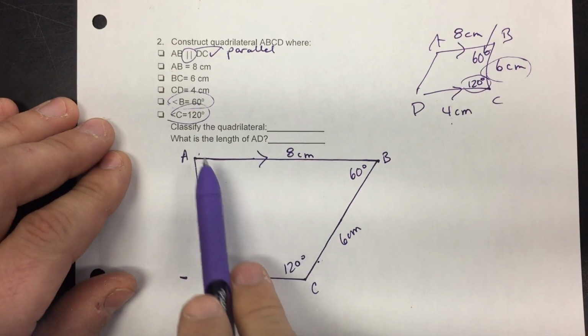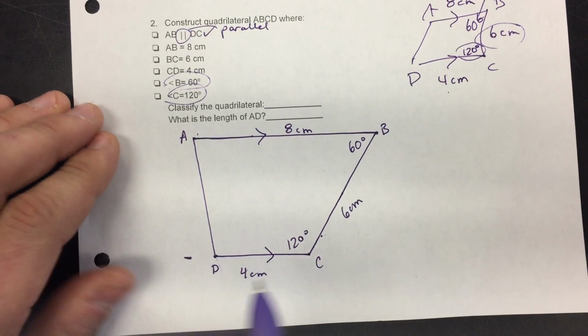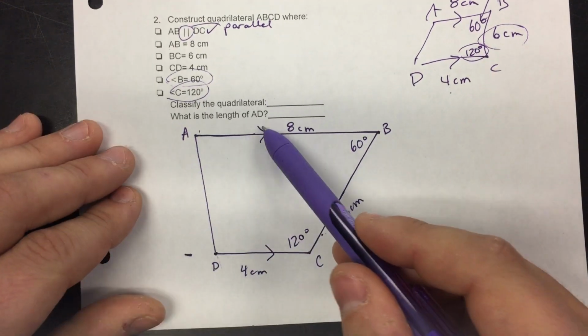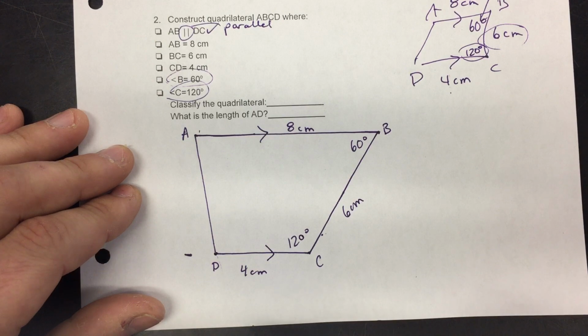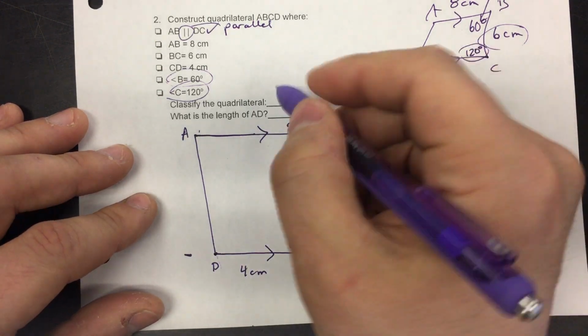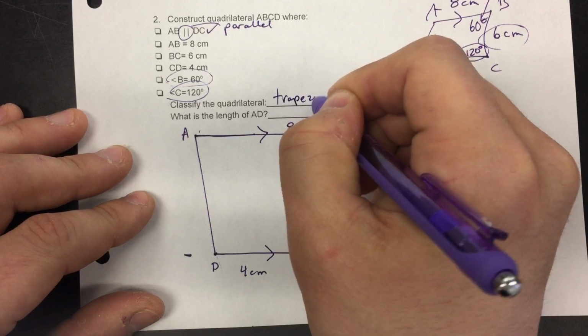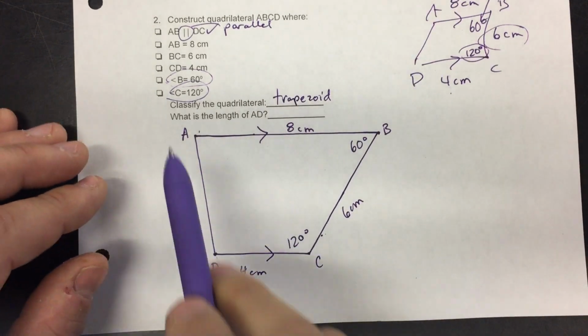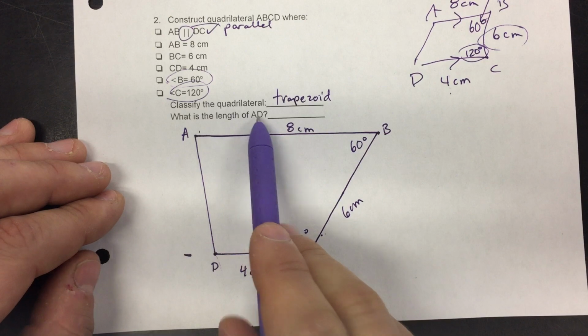And so I have my quadrilateral A, B, C, D. And when I'm looking at this, I notice that there is 1 pair of parallel sides. There aren't any right angles, there aren't any equal side lengths. So this one here is just a normal trapezoid. And then the last question is, what is the length of AD?